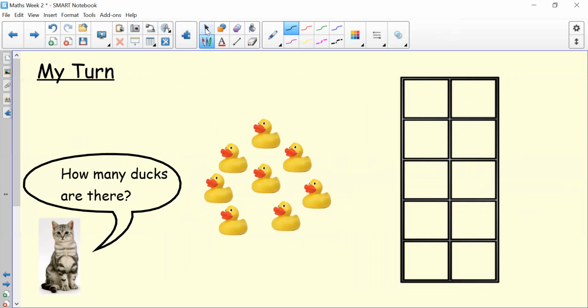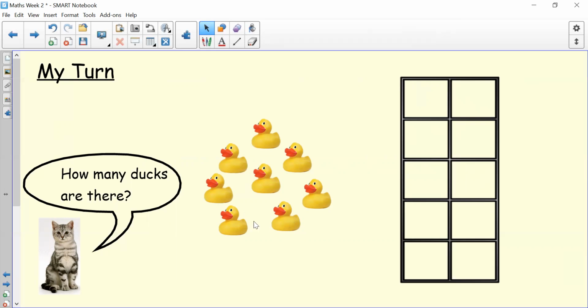So let's have a look at these ducks. Hector says, how many ducks are there? Now they're all in a group and I'm going to try and count them. So count with me. 1, 2, 3, 4, 5, 6, 7, 8, 9, 10, 11, 12, 13. Oh, I think I've gone wrong. Oh, it's quite hard to count them because they're in a group. They're not organized in a very clear way.